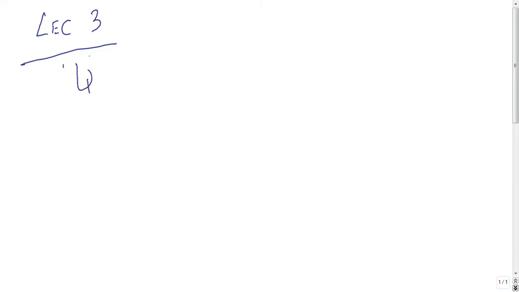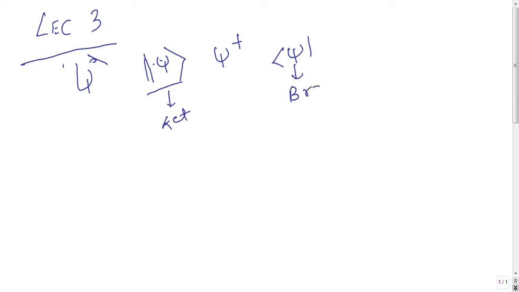Any vector xi is denoted as this. It says xi written in this kind of bracket, and its complex conjugate xi dagger is written as this. So this thing is called ket and this thing is called bra. So it is nothing but decomposition of the word bracket.